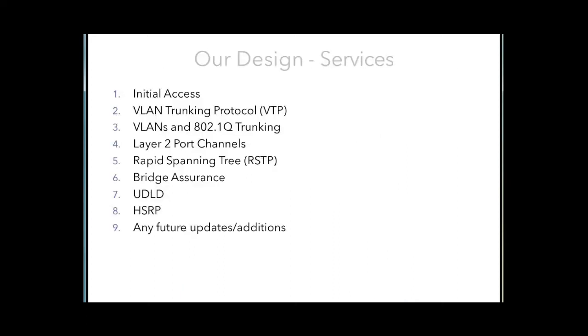Now within this topology, these are the main data center technologies that we will focus on for our configuration. This will be focused on the classical Ethernet technologies, and this will include some of the following: setting up VTP, VLANs, 802.1Q trunking, setting up layer 2 port channels, rapid spanning tree, bridge assurance, to even HSRP. So for each of these technologies, we will be discussing the concepts and how they will be implemented on top of our data center topology.